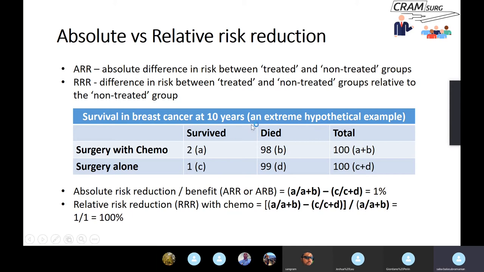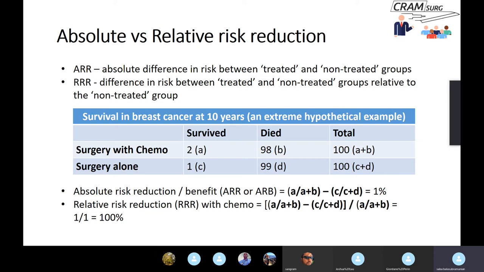So this is an extreme example where the chances of survival are quite low, and chemo is making only a small dent in survival, one extra person surviving, but that's one on top of the one person that survived with surgery alone. So relatively, it's making a big impact, 100%, a twofold improvement in survival, but the absolute benefit is just 1%, one person in a total of 100 people if you give chemotherapy. So in an extreme case, you can see how you can either tell the patient that only 1% will benefit, or you can tell the patient, well, actually, there's a twofold improvement in survival with chemotherapy.